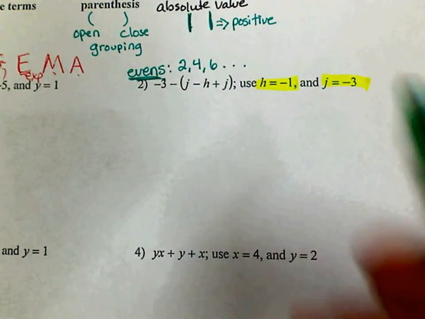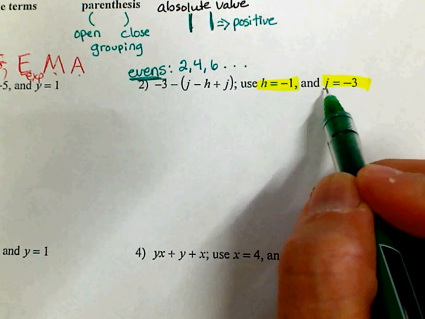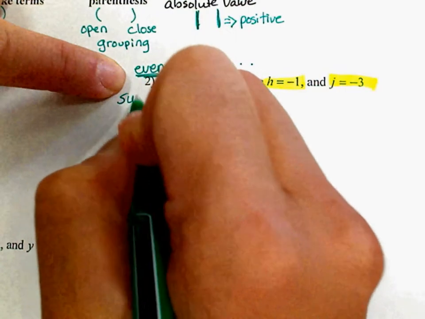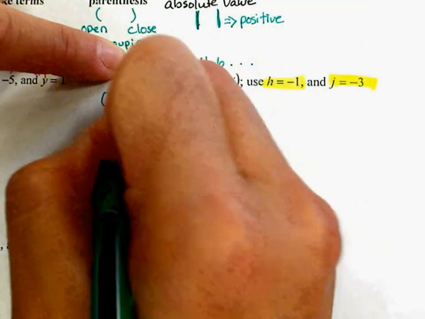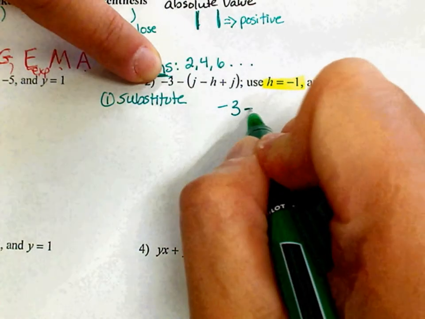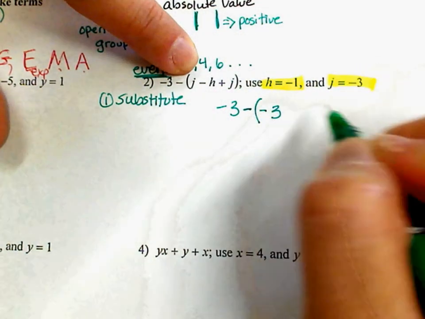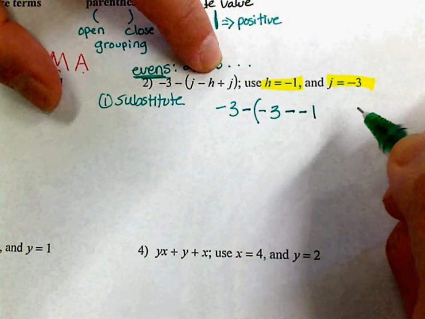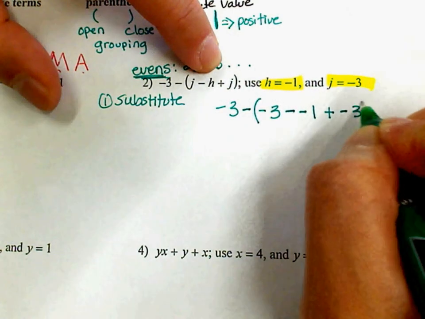Okay. We're going to evaluate. Wherever you see H, you're going to plug in -1. Wherever you see J, you're going to plug in -3. I'm only doing evens on this one. So you're going to substitute. Step number 1, you're going to substitute. So you see -3. So you write -3 minus parentheses. What number is J? -3 minus, what number is h? -1. Did you guys see that? Plus j, what number is j? -3. Okay?